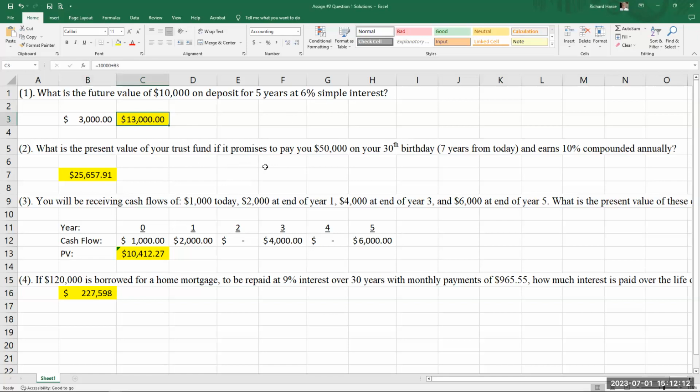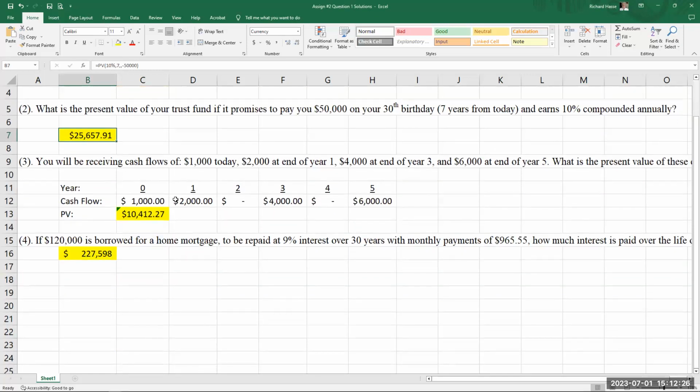What is the present value of a trust fund if it promises to pay you 7 years from today, $50,000 with an annual rate of 10%? There's the calculation, 25,657.91. This was perhaps the most stressful one of the 3 problems.